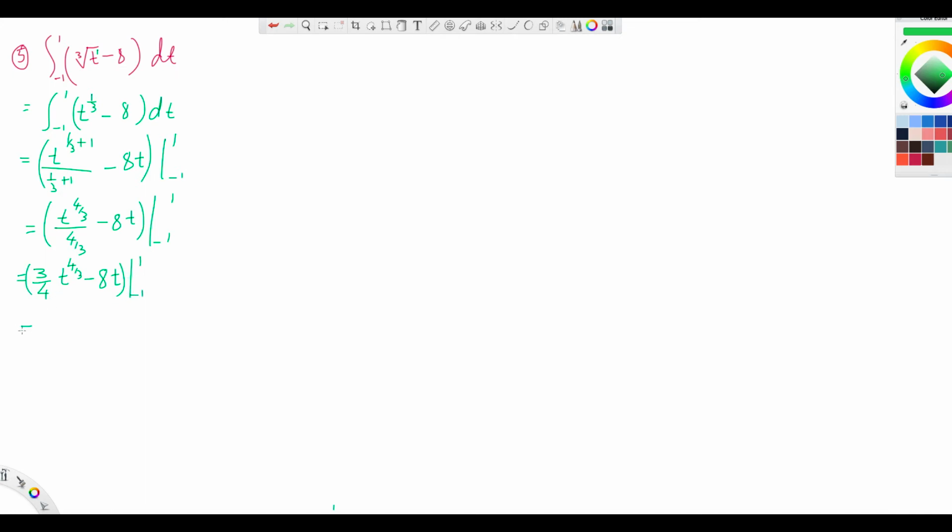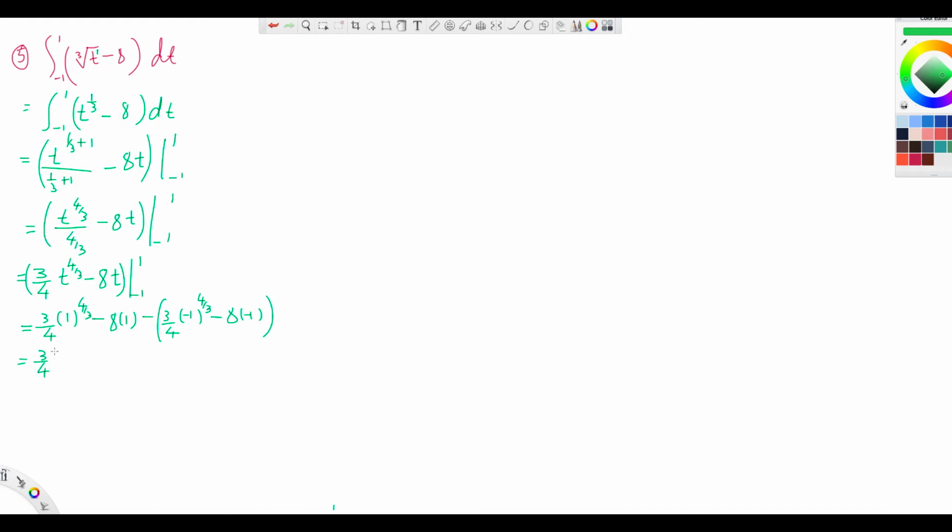So let us plug in 1 first. So 3/4 times 1 to the 4/3, right? And then minus 8 times 1. That's what I get when I plug in 1, and then do minus, and inside the parenthesis I write 3/4 times negative 1 to the 4/3, right? And then minus, so 8 times negative 1. You see that? So how much do you get there? Okay, so how much is 3/4? How much is 1 to the 4/3?